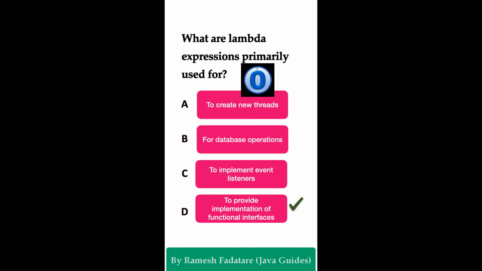The correct answer is option D, to provide implementation of functional interfaces. Well, in Java, lambda expressions are primarily used to provide the implementations for functional interfaces in a concise way. As we know, a functional interface is an interface with a single abstract method, and we use a lambda expression to implement the functional interface, isn't it? So the primary use of lambda expressions is to implement the functional interfaces in a concise way.